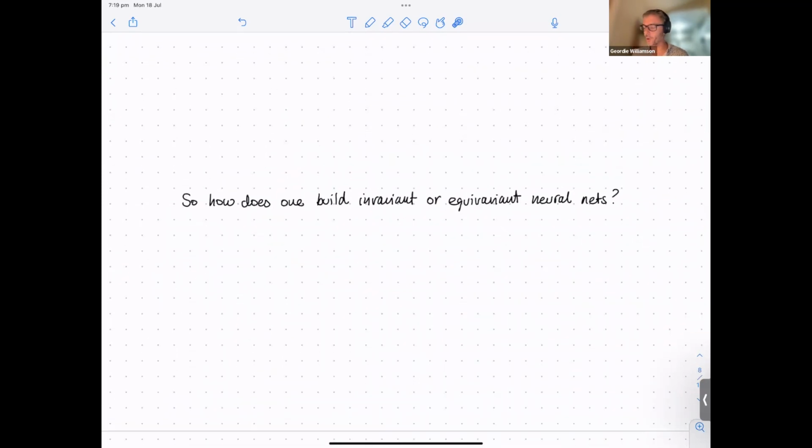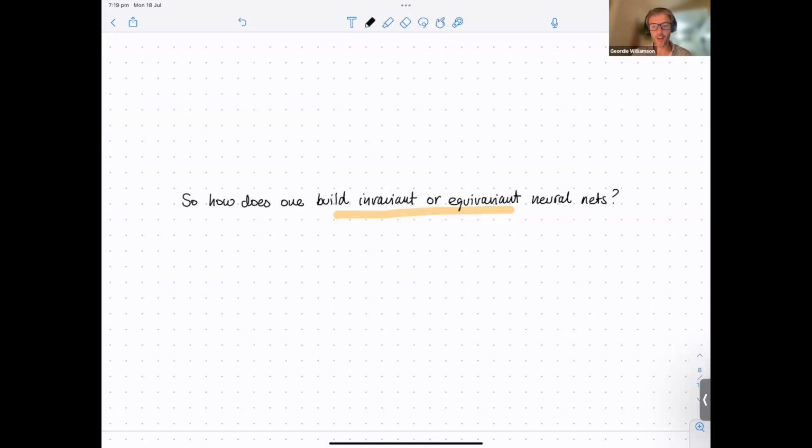So how does one build invariant or equivariant neural nets? Maybe I just noticed there was a question in the chat. The question is, in some group action, some literature include closure as one of the axioms.